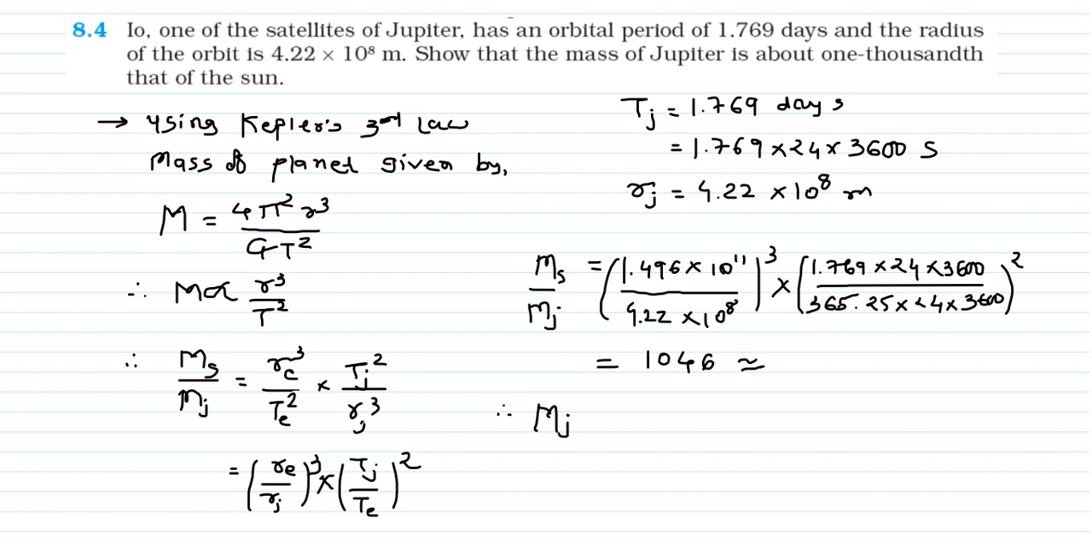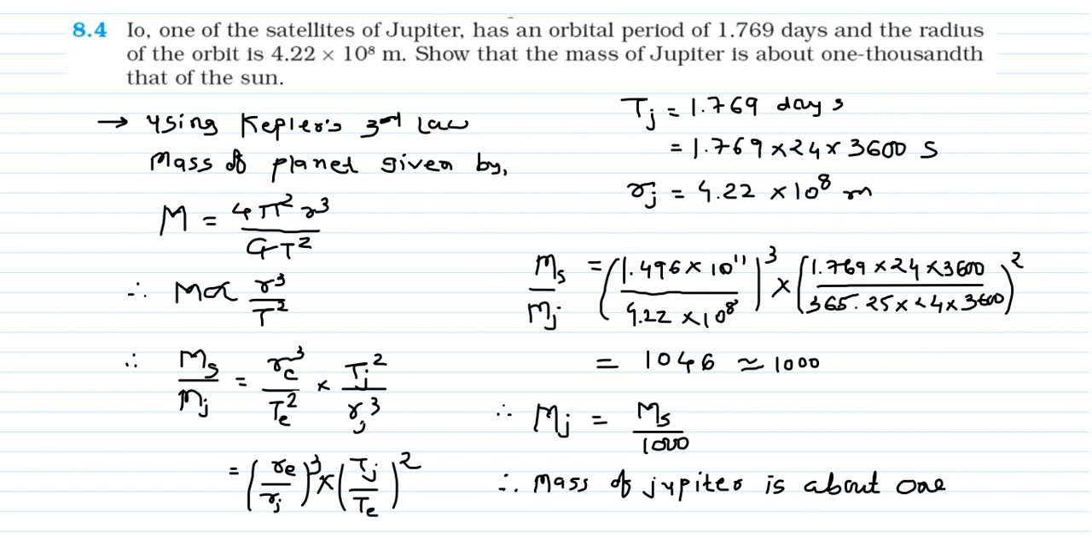So it is nearly equal to 1000, Mj is equal to Ms upon 1000. Therefore, you can say the mass of Jupiter is about 1/1000 that of the Sun. Okay, so it is proved. You will have to derive this equation or remember it: m is equal to 4 pi square r cube upon G T square.